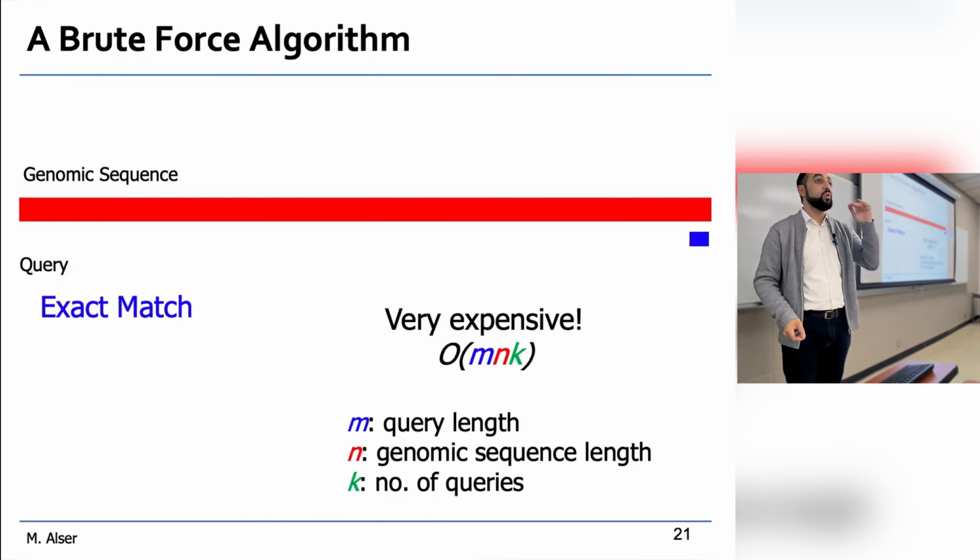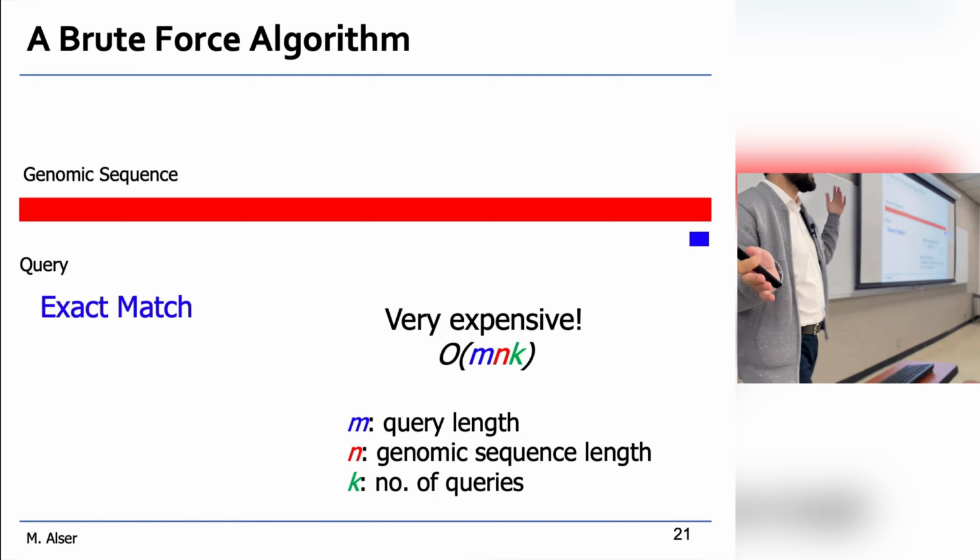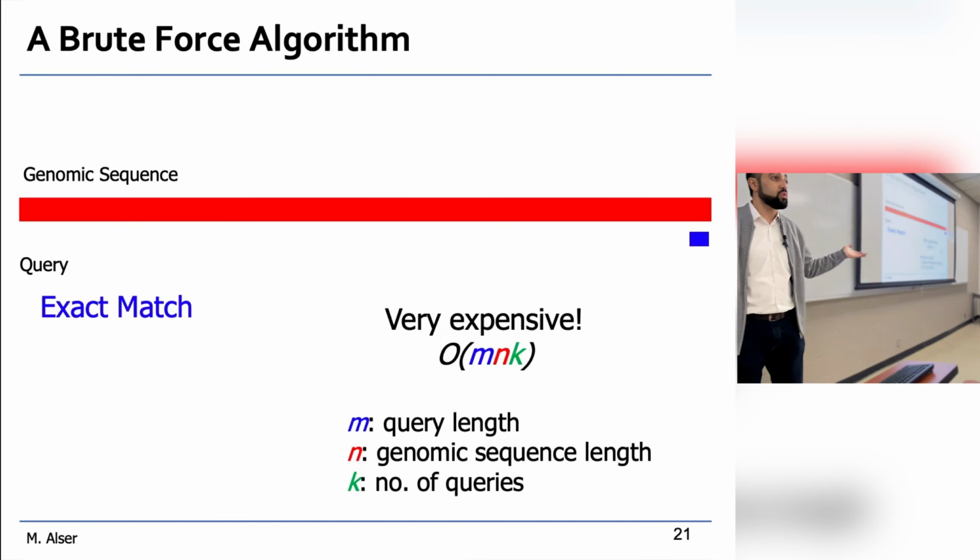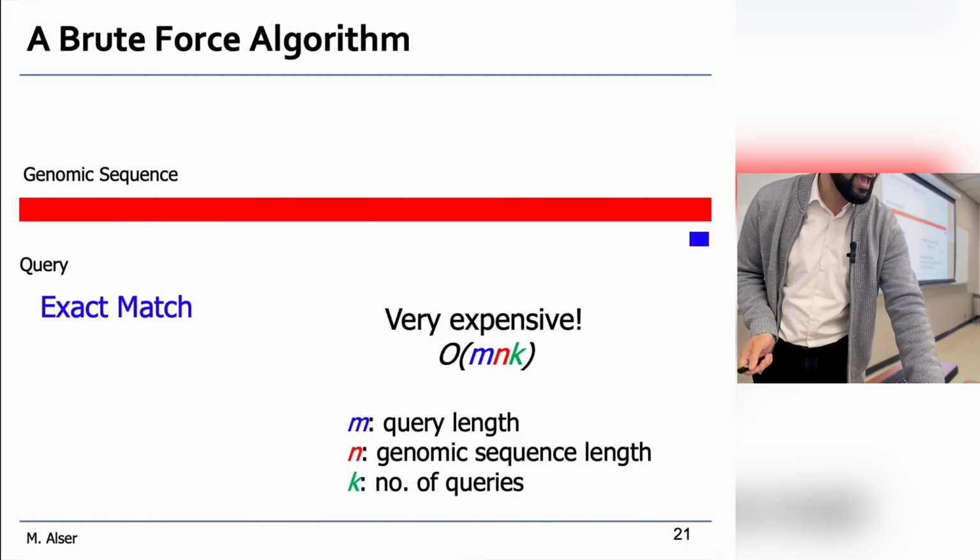If I have 2 queries, I have to scan the entire file 2 times, right? And every time I compare with the query and check every character in there, does it exist? So that is something huge, because I rely on the length of the genome, the length of the query, and the number of queries I have.